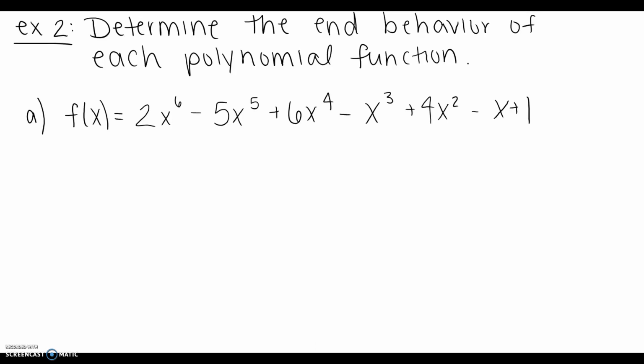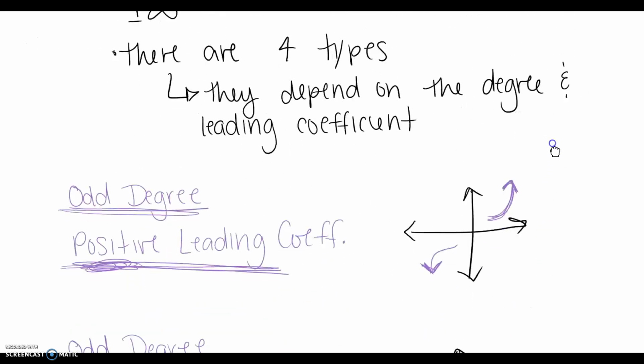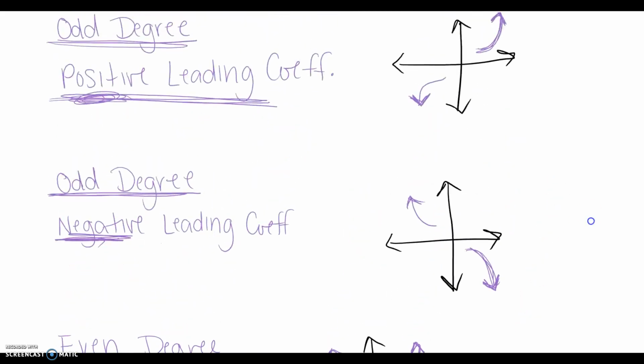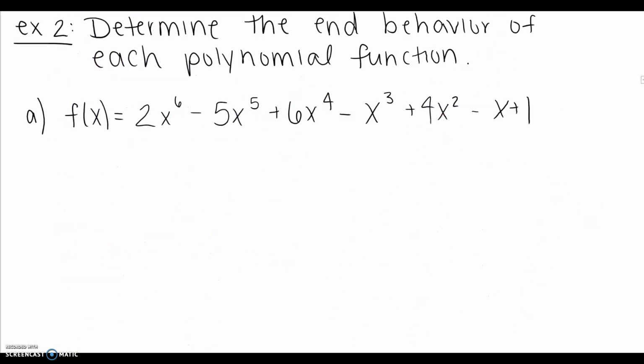Alright, so this is part 2 of 3-1 graphing polynomial functions. So we just finished talking about understanding end behavior in the 4 types: odd degree, even degree, positive, negative. So let's do an example. Determine the end behavior of each polynomial function.